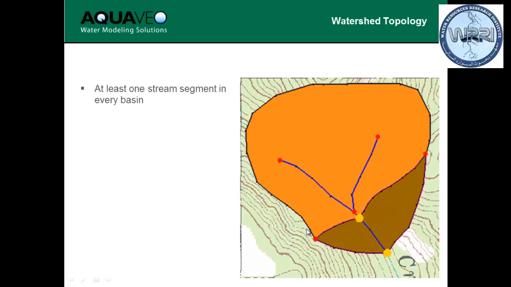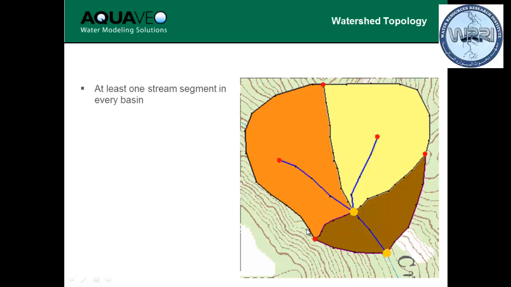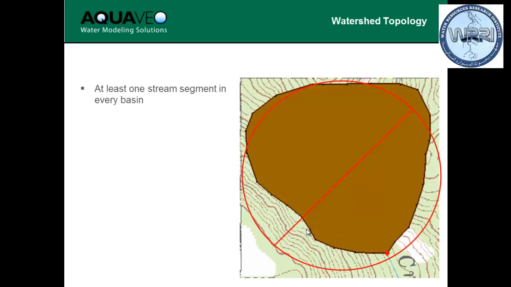So any of those scenarios are fine. What I cannot have is a basin like this with no streams inside of it. If I have that, then when you try to create a hydrologic model from this, WMS is going to, nothing's going to happen. There's no hydrologic model because I don't have any streams.